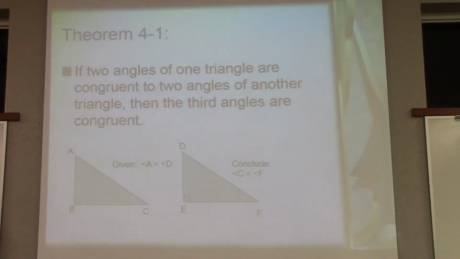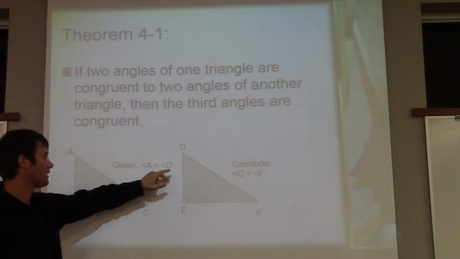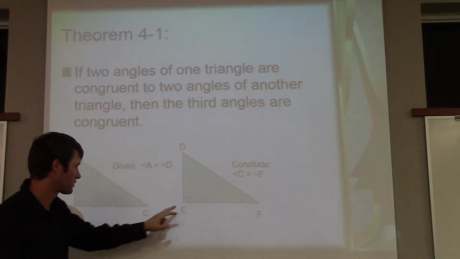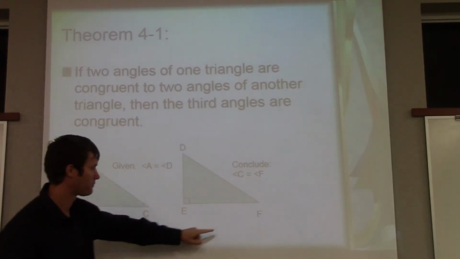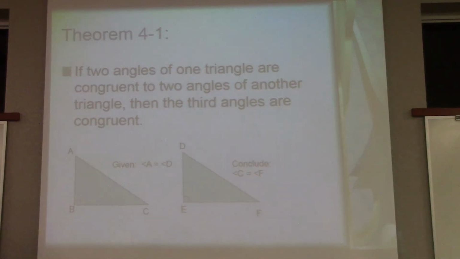All right, if two angles of a triangle are congruent to two angles of another, then the third angle is congruent. So if we know two angles are congruent, then the third angle will be congruent as well. So this is a theorem. Given angle A is equal to angle D, and we know that these are right angles, then we can conclude that angle C and angle F are congruent. So if we know two angles, then we can conclude the third angle.